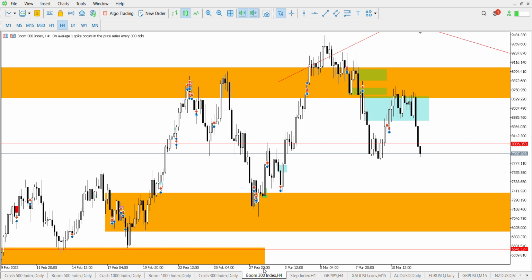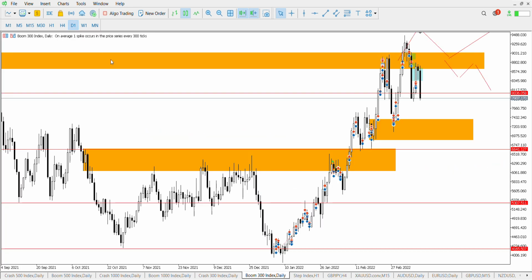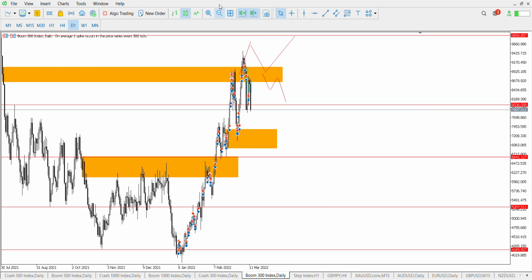Now Boom 300. Wow, amazing. I was expecting that. So what was our analysis? Okay, I was expecting that this pushes here or it drops, and yeah, it dropped here, retested, and the drop has continued. So profitable for us here.